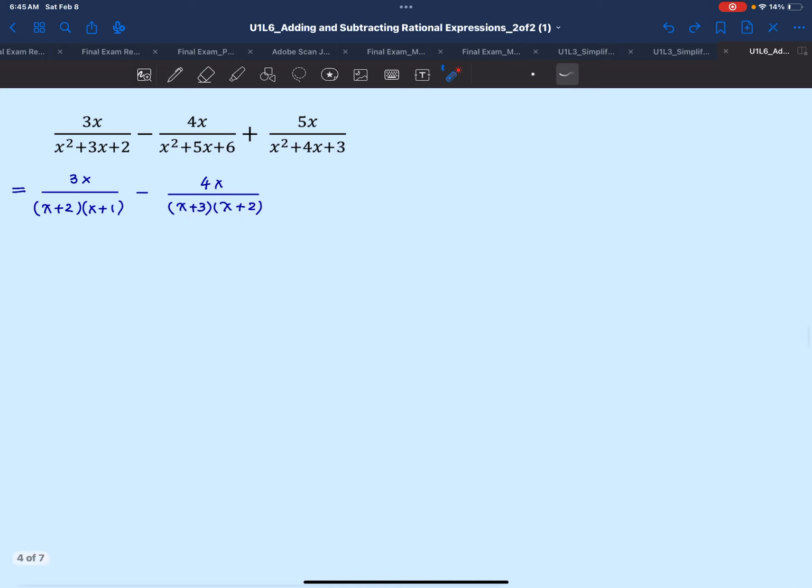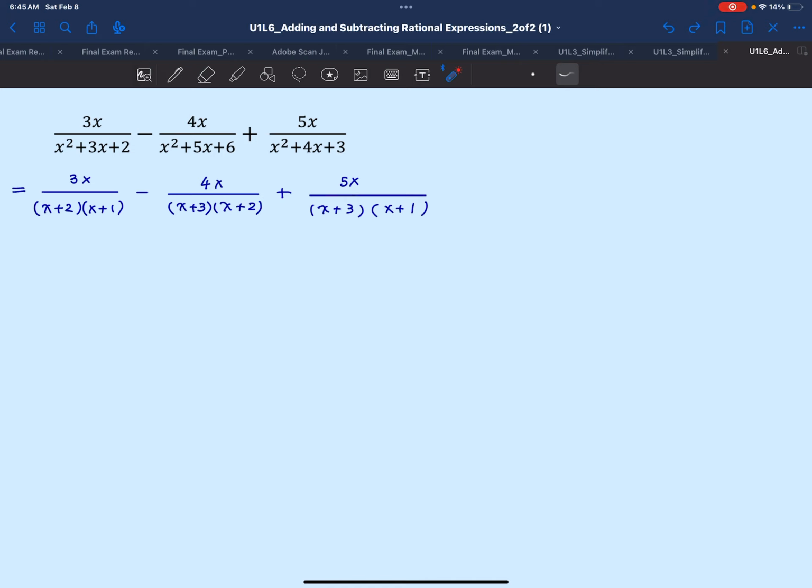And lastly, we have plus 5x divided by the factored form of x squared plus 4x plus 3, which is x plus 3, x plus 1. Again, two numbers that multiply to 3, and in the meantime, add to a positive 4.